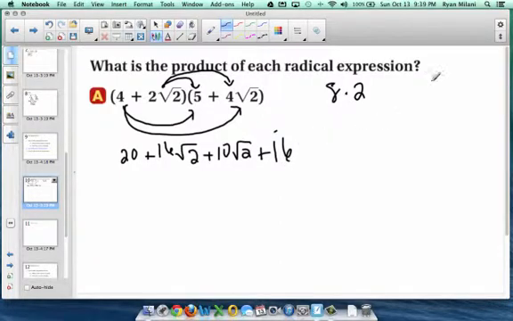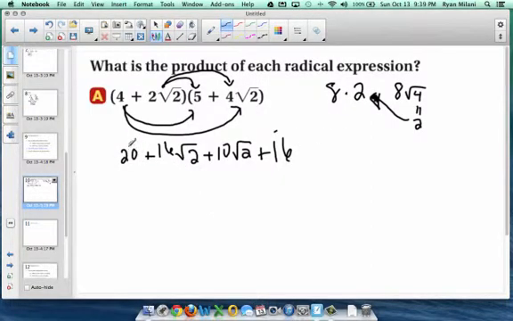Okay, for those of you that didn't get that, 2 times 4 is 8. Square root of 2 times square root of 2 is square root of 4. But this equals 2. So it gets me to this over here. Okay? So, 8 times the square root of 4, but the square root of 4 is 2. So I bring the 2 up here and I do 8 times 2 to get me 16.